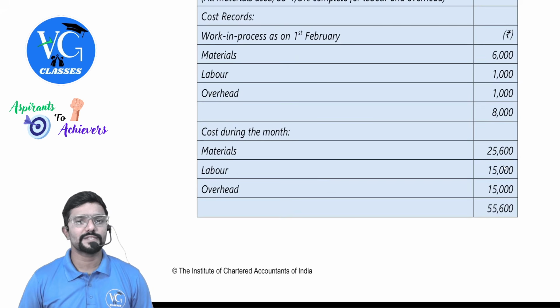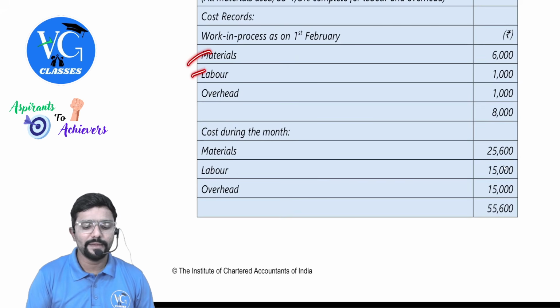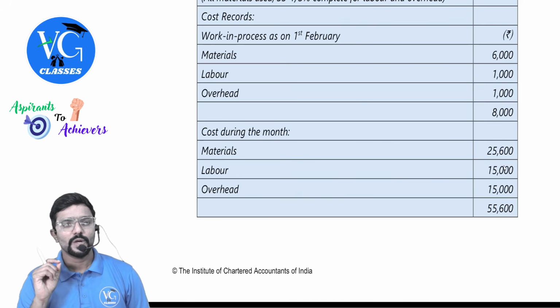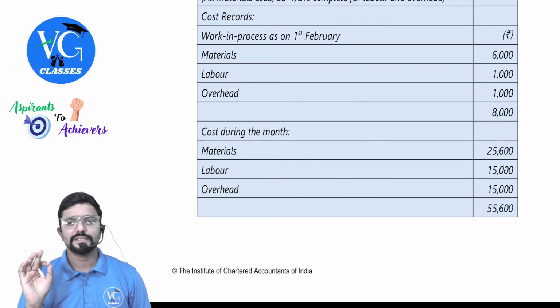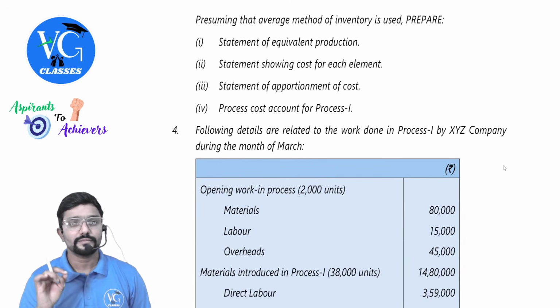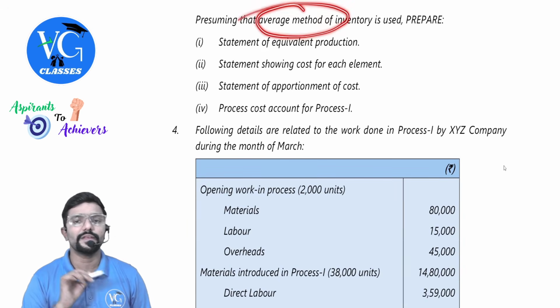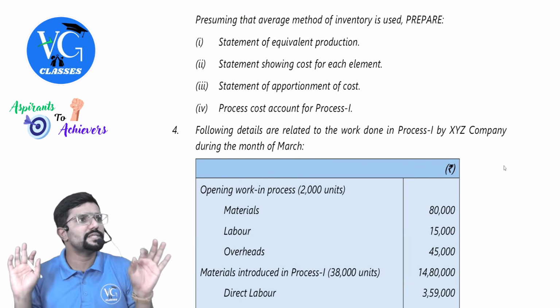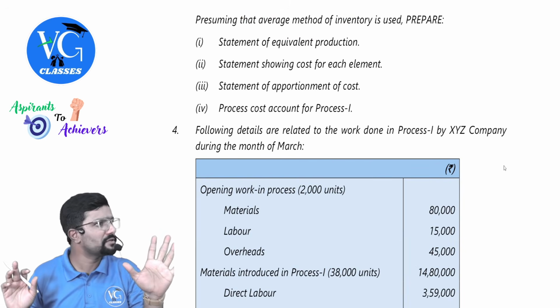Work in progress on 1st February: cost is material, labor, overhead. You can club all three, which is 8 hours. Cost during the month: material 25,600, labor 15, overhead 15. Total comes to 55,600. Presuming that the average method of inventory is used. Is average here the simple average? No, weighted average. If they simply mention average, go with weighted average only.